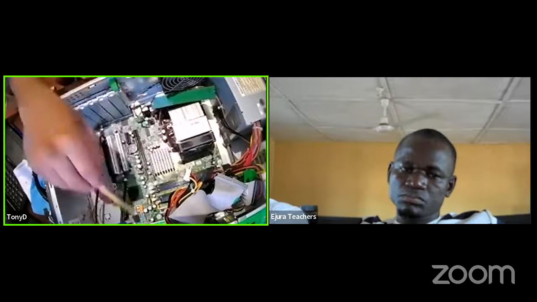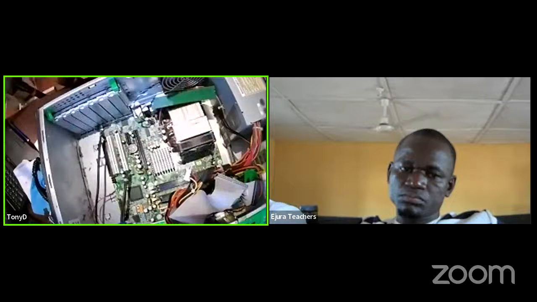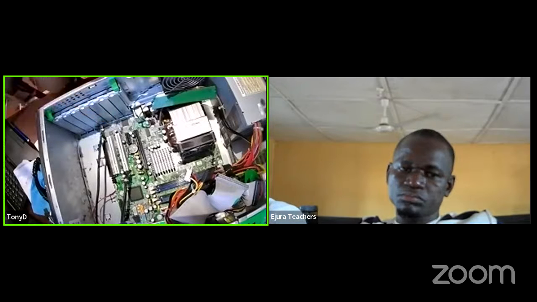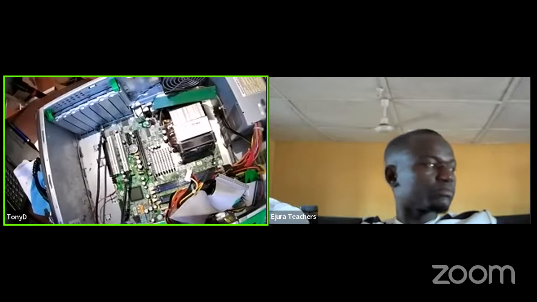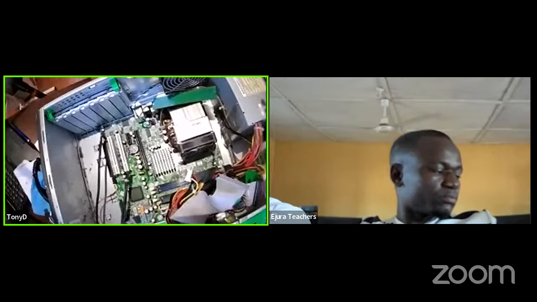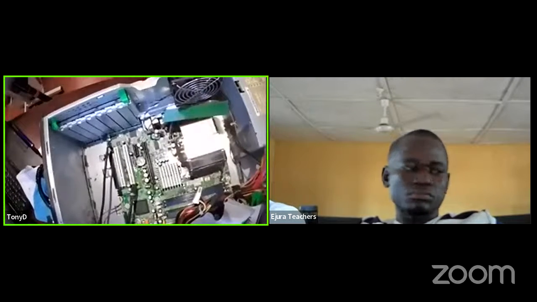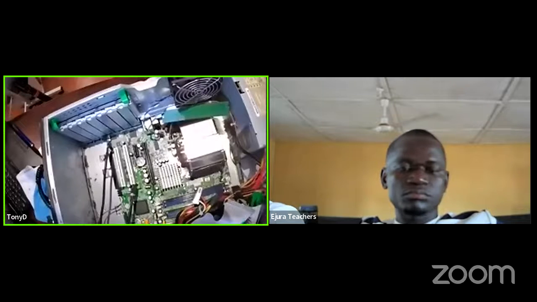So everything in the computer, whatever component in the computer, is connected to the motherboard, right? Which means that all computers have motherboards, right? All computers have motherboards. So let me show you different motherboards, right?